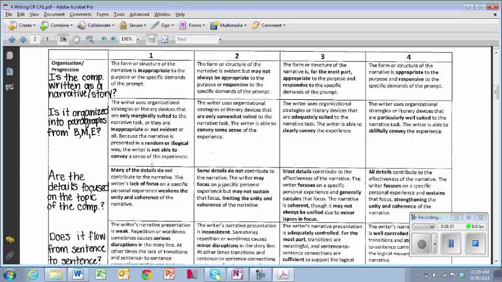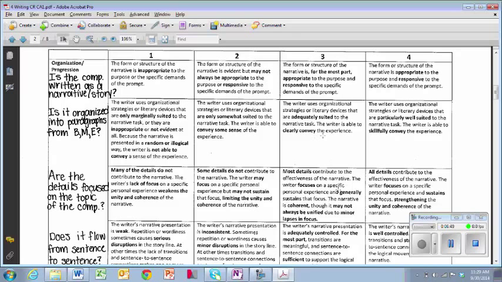A level 2 is typically where scholars are, maybe they have a little bit of focus, but every now and then it'll just sort of lapse. It's not sustained throughout, or maybe it's not very coherent all the way through. So maybe there's just a random sentence thrown in here or there that disrupts the flow.